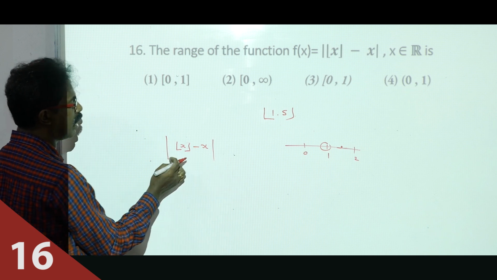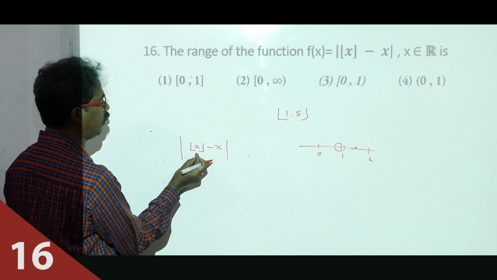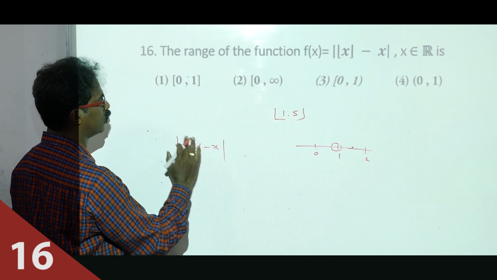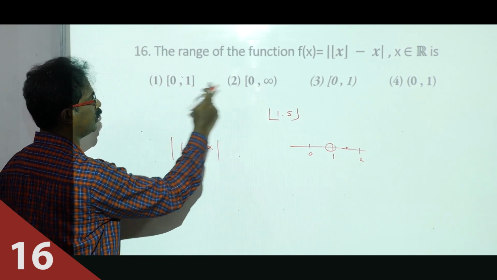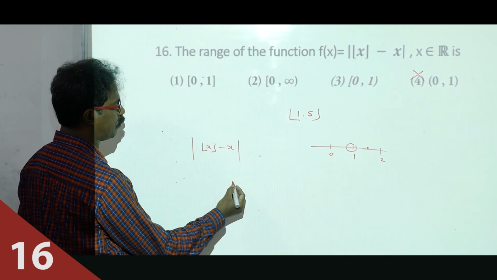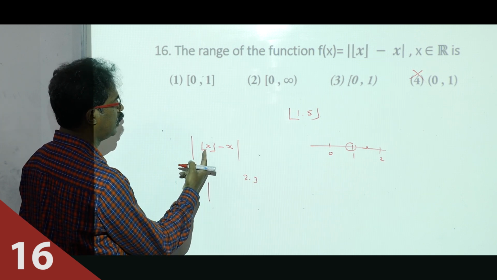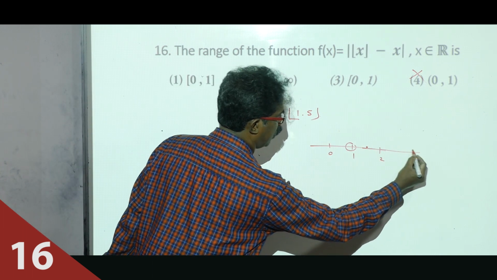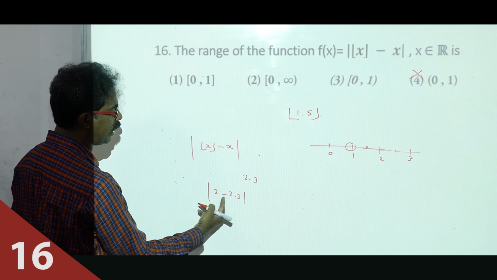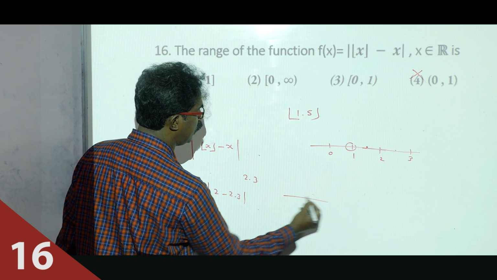You substitute some number and check, because anyhow finally you are taking the modulus of greatest integer of x minus x. When you take modulus value, definitely there won't be any negative number, so the answer may be 0. Suppose I give 1, here greatest integer of 1 is 1, and 1 minus 1 is 0. So 0 is included. Give some other value, for example 2.3. Greatest integer of 2.3 is 2, so 2 minus 2.3 is minus 0.3. Take modulus value, it is 0.3.